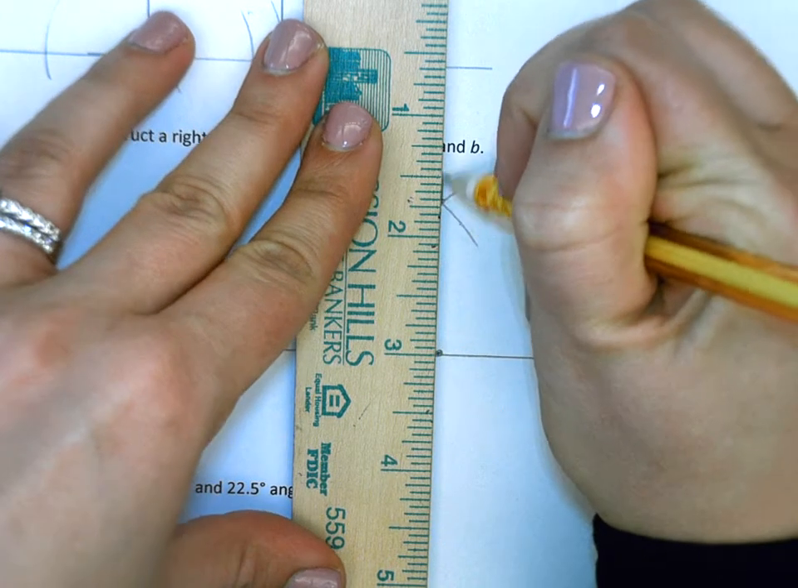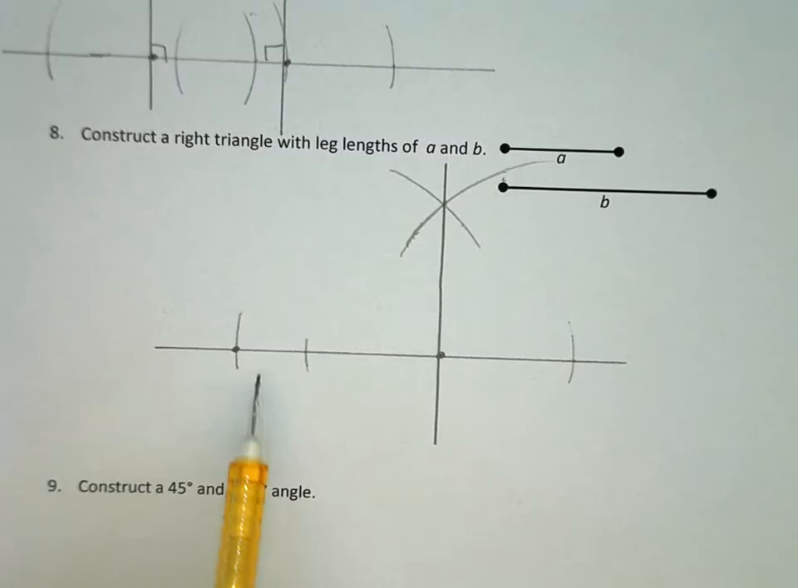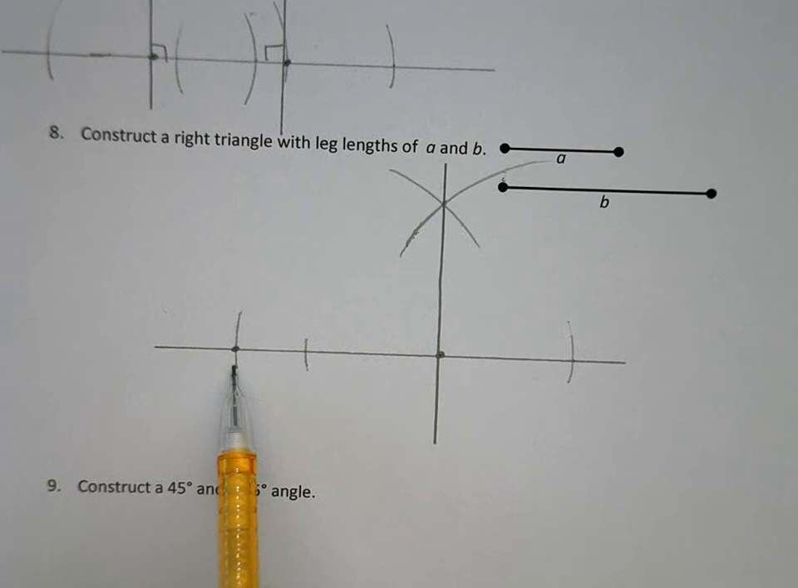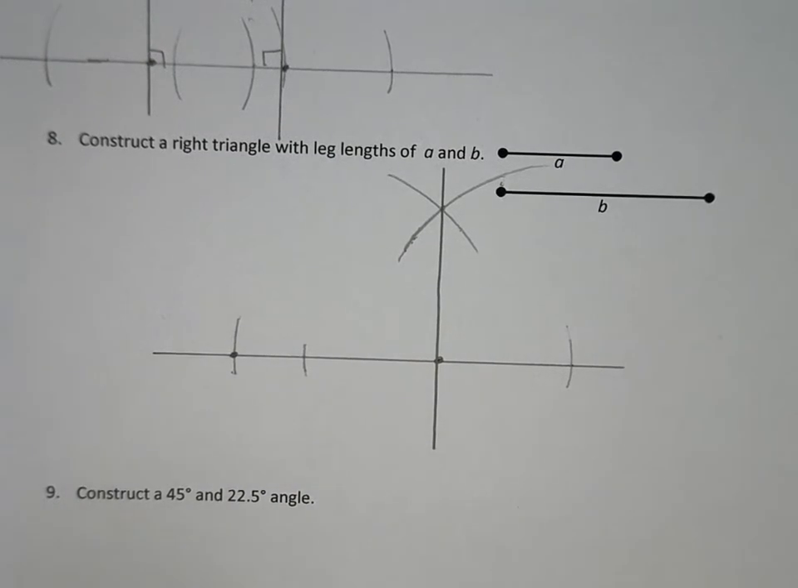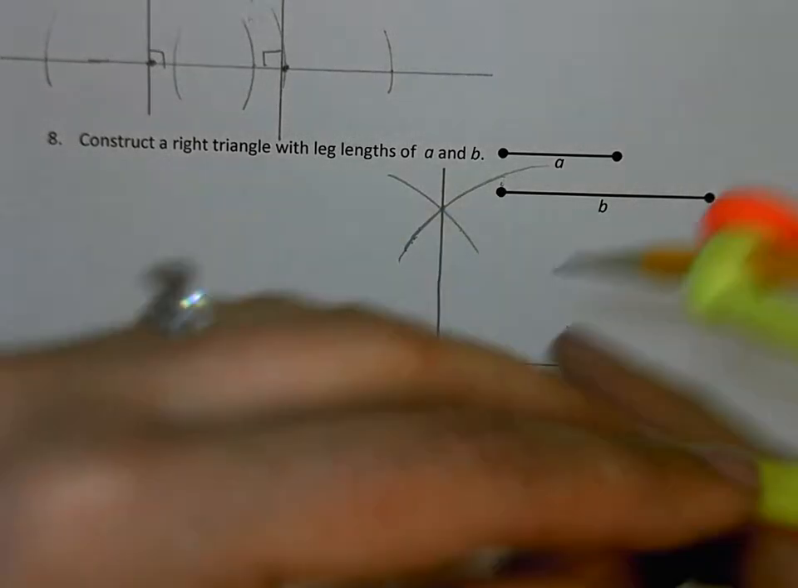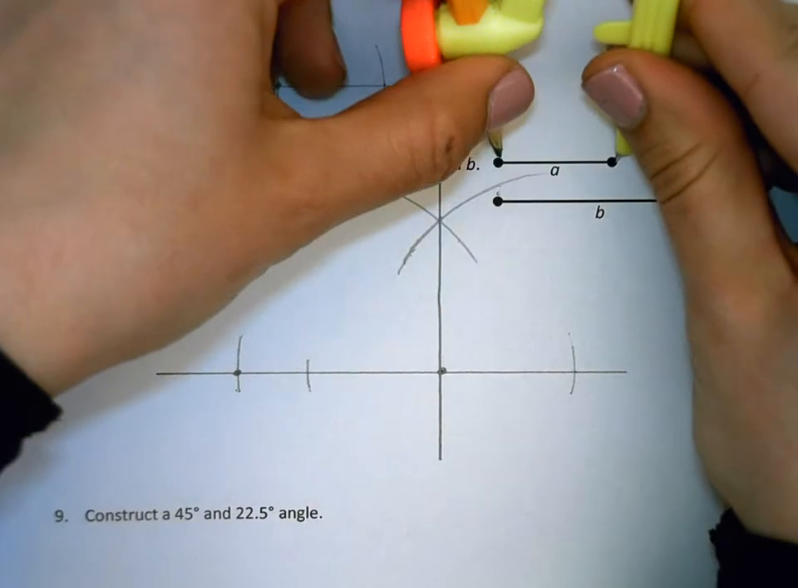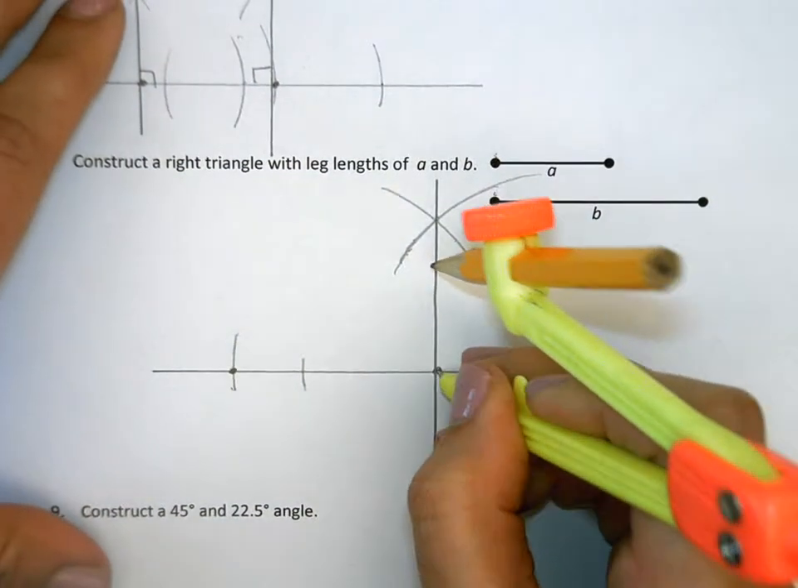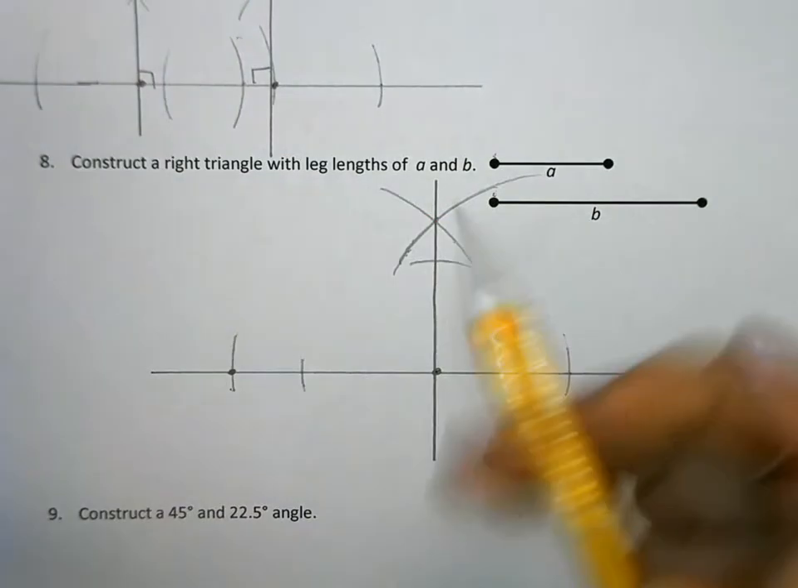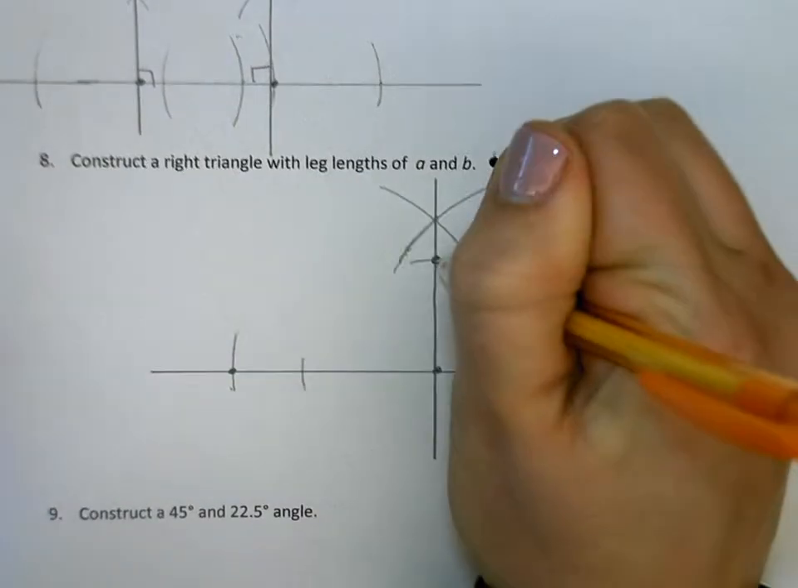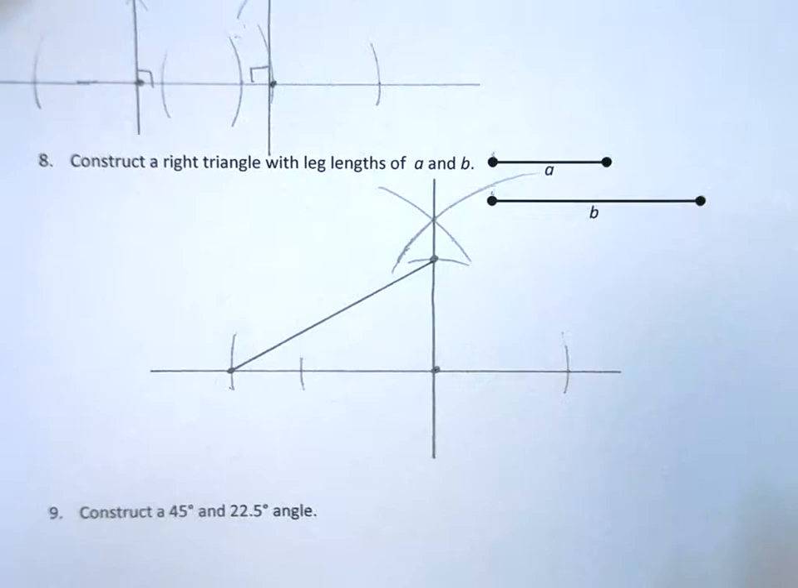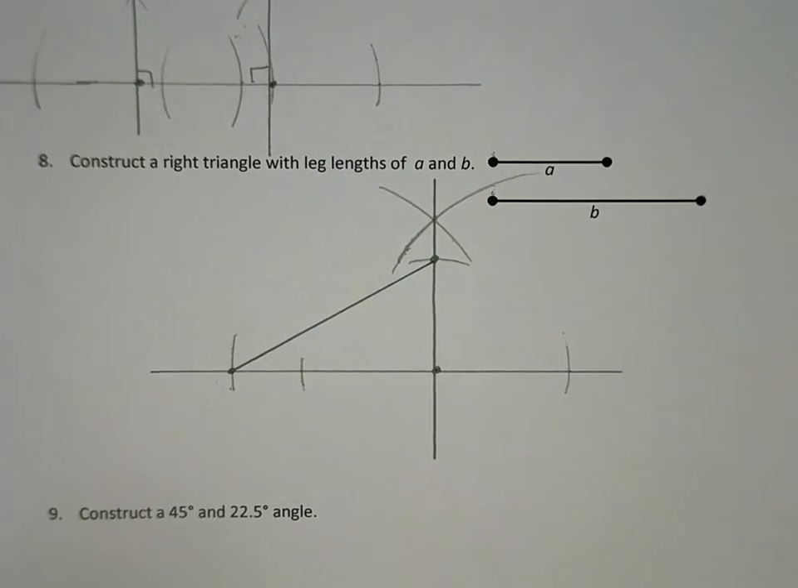You could do the same thing through this point. It's not going to matter. Your triangle will just be flipped from mine. And how long does that segment need to be, guys? A. So we copy segment A on that line. And draw your hypotenuse. There's your triangle. Isn't that awesome?